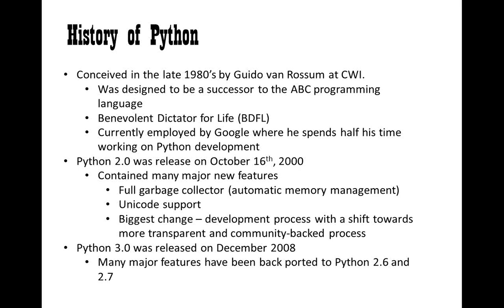Now here's a little history of Python. It was conceived in the late 1980s by Guido van Rossum at CWI. It was designed to be a successor to the ABC programming language. Guido is one of many in the open source community who have been given the Benevolent Dictator for Life title. He's currently employed at Google, where he spends half his time working on Python development. Python 2.0 came out in October 2000 and contained a whole lot of new features, including a full garbage collector and Unicode support, but one of the biggest changes was the development process. Python 3.0 was released in December 2008. Many new features have been backported to Python 2.6 and 2.7.